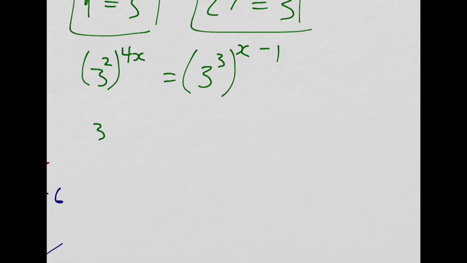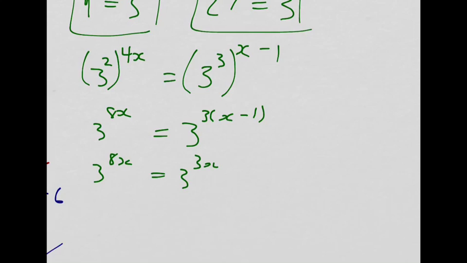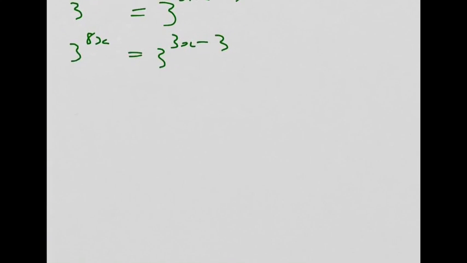We're going to go 3 to the power of 8x, and that's just 2 times 4x. And then up here, I'm going to have 3 to the power of 3 times x minus 1. That whole thing gets multiplied by 3. Okay, so I have 3 to the power of 8x equals 3 to the power of 3x minus 3. Good? And again, what do I do here?